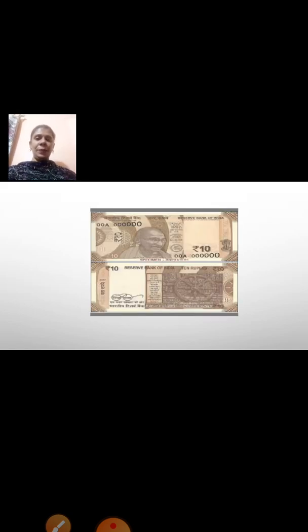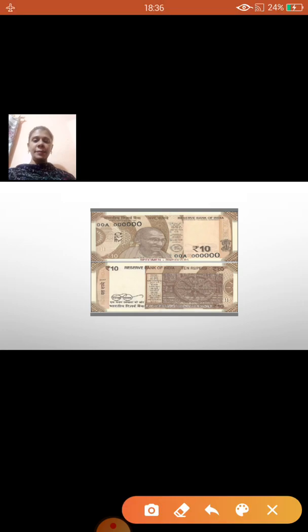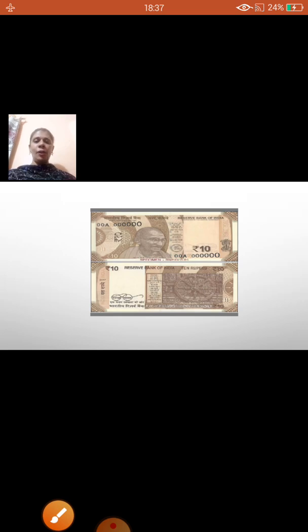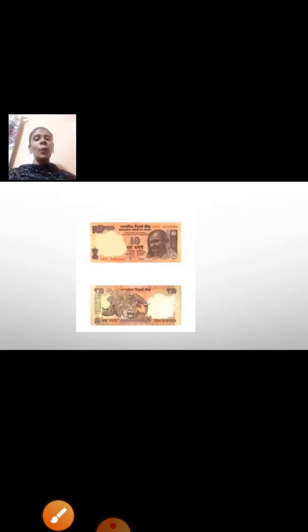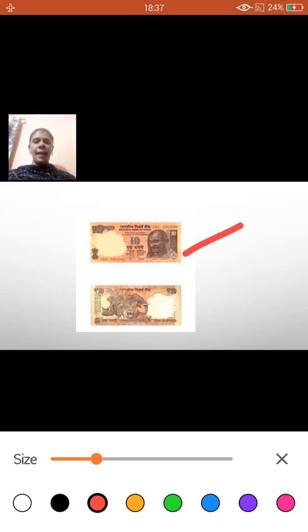Now see this. Tell me what is the value of this currency? Yes children, which note is this? It is a 10 rupee note. This is the front side and this is the back side of the note. This is a 10 rupee note. Then this is one more 10 rupee note. You get them in different types. You have 10 rupee. This is the front side and this is the back side.